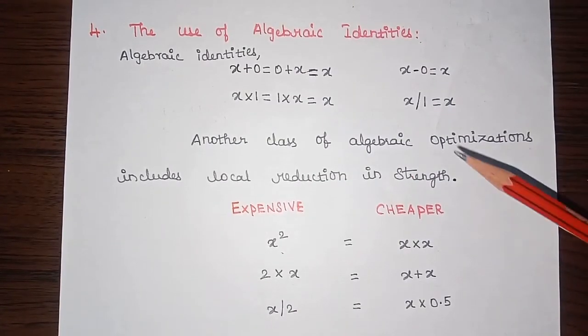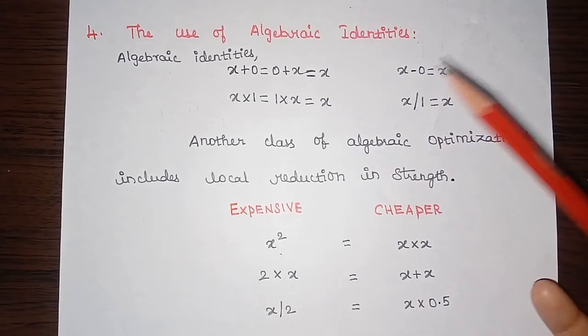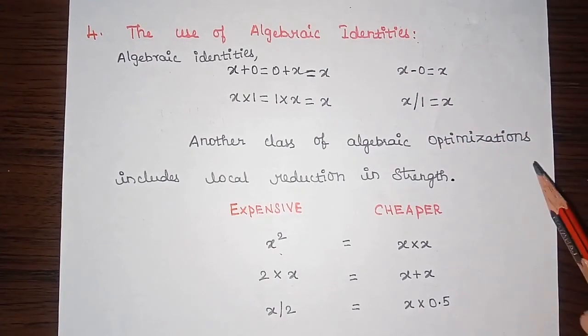Then the next transformation method is the use of algebraic identities. So here we are going to use the algebraic identities in many ways. That is, either we can apply these algebraic identities to eliminate some computation from the basic block, or we can do local reduction in strength. That is, we can replace the expensive operator by a cheaper one.